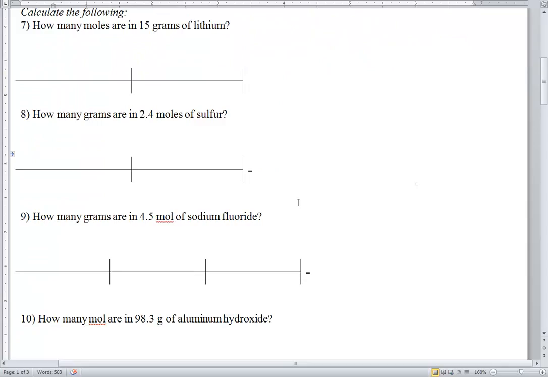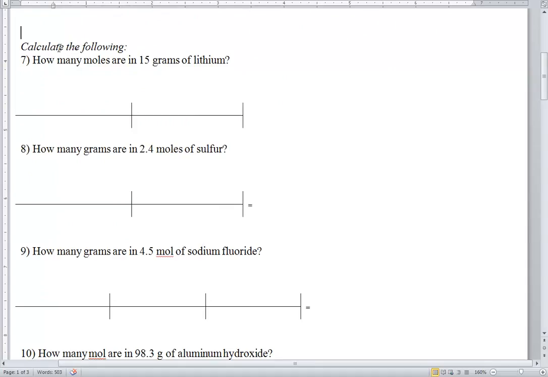Now, how do we actually implement this in an actual calculation? The same rules are going to apply in terms of solving these problems. These are simplified word problems. So what you want to do is identify what you're given and what you're looking for. In this instance, it says, how many moles are in 15 grams of lithium?